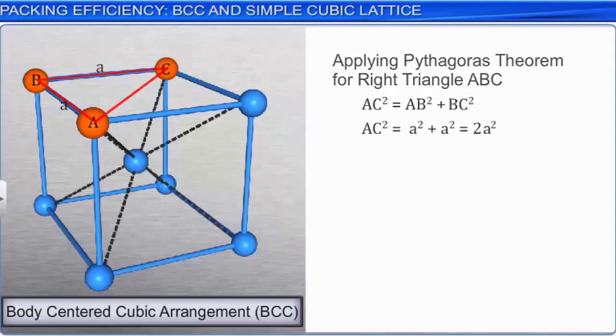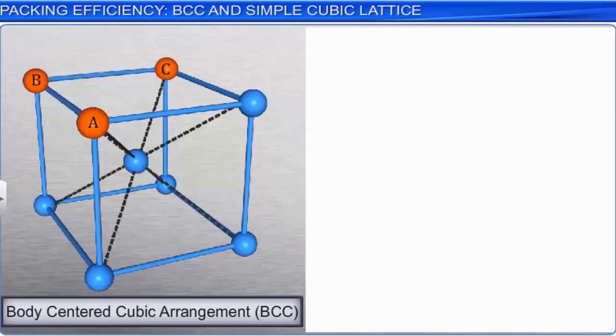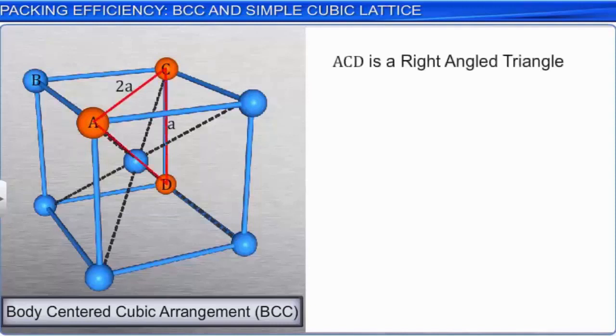On the other hand, points A, C and D lying on the unit cell form a right-angled triangle. Applying Pythagoras theorem to these points, AD square is equal to AC square plus CD square. Hence, AD square is equal to 2A square plus A square, which is equal to 3A square. Therefore, AD is equal to root 3 into A.